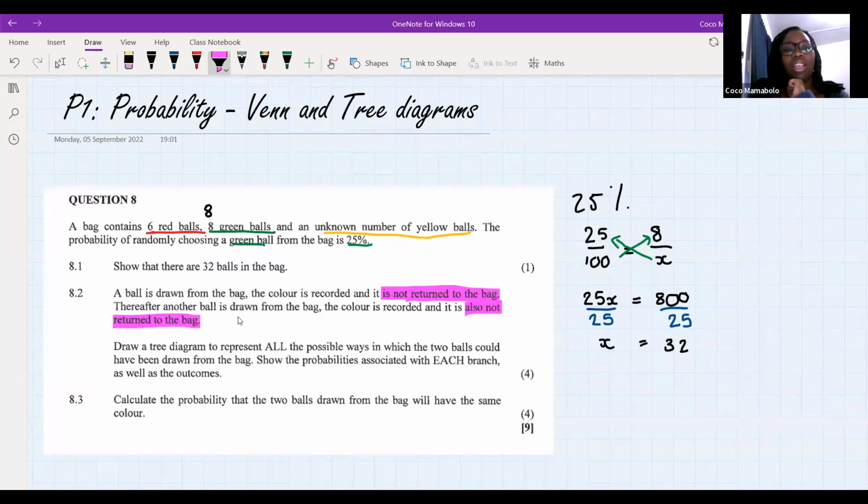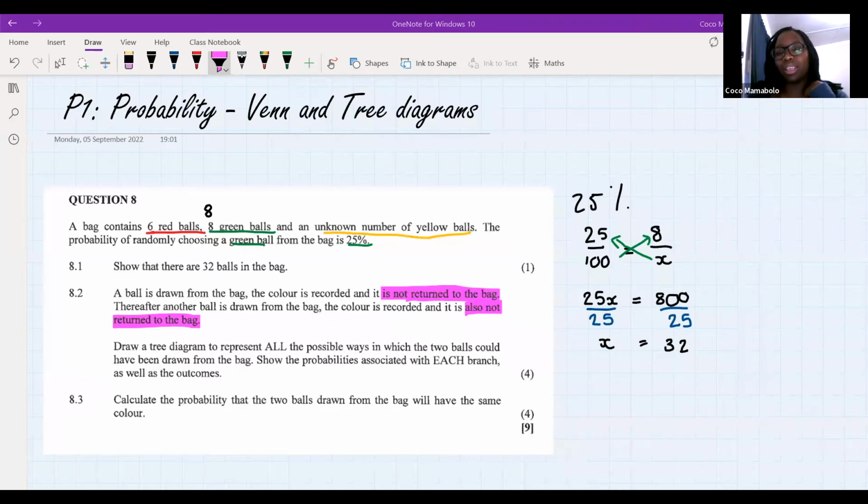Okay. It asks for a tree diagram to represent all the possible ways in which the 2 balls could have been drawn from the bag. Show the probabilities associated with each branch as well as the outcomes. Okay, that's quite a feat, and I'm hoping that we'll be able to do it. I'll give everyone about 4 minutes to get their tree diagram going.